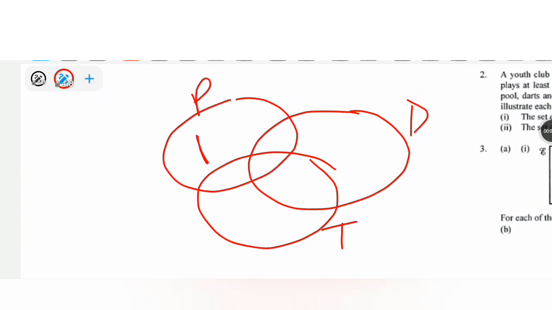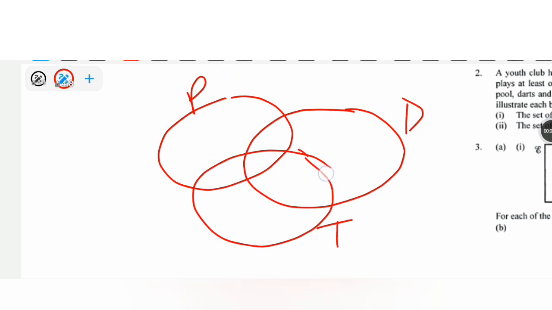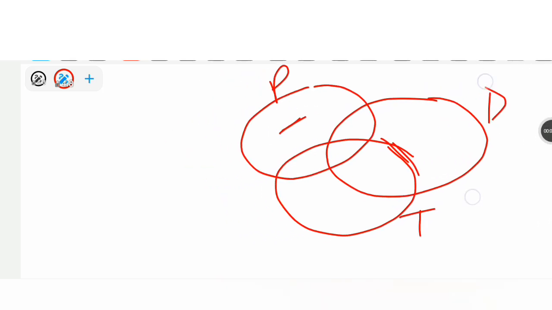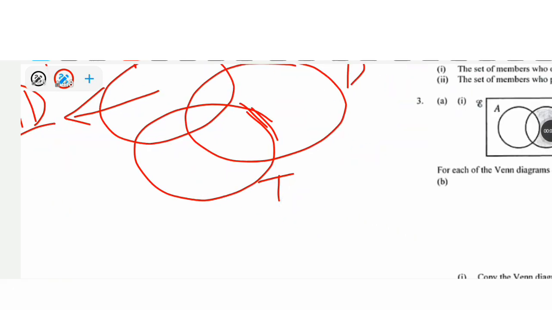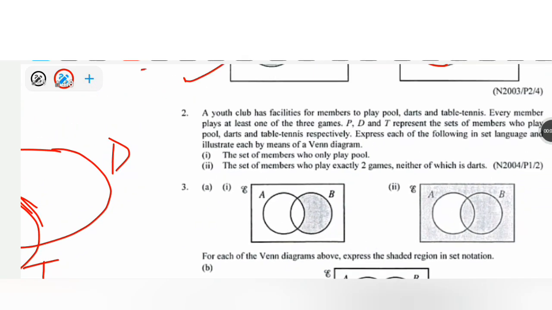This is the region here. People that play only pool. D should not reach there. T should not reach there. So this is the region here. Now this region here is actually P. P is involved there. T is not involved, so that will be T prime, because T is not reaching here. D is not involved too, that will be D prime. That was in set notation, this particular region here. Okay, that's the answer to that first one.